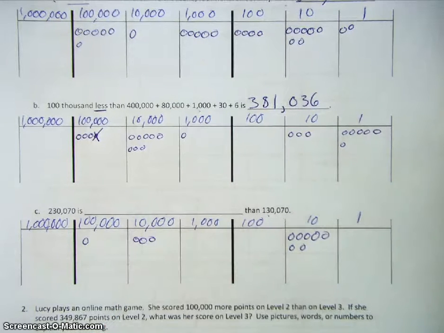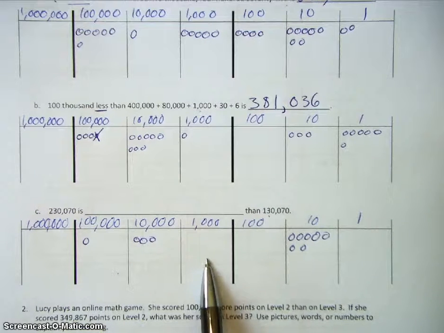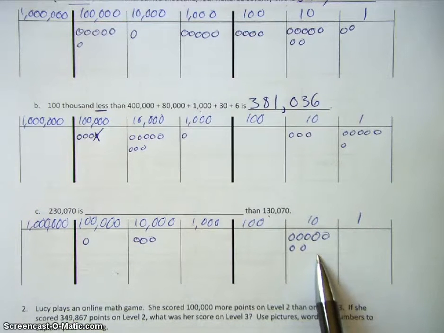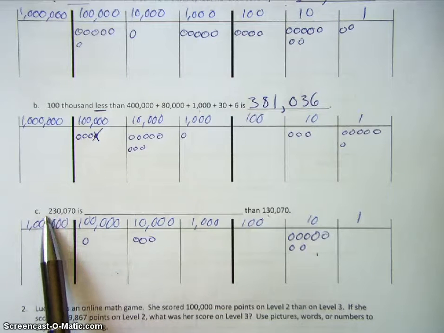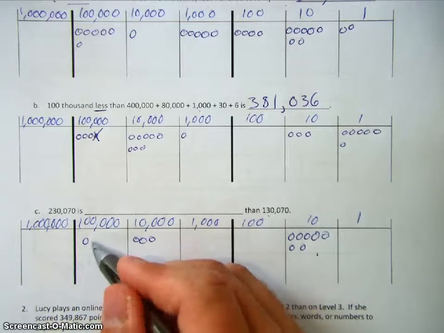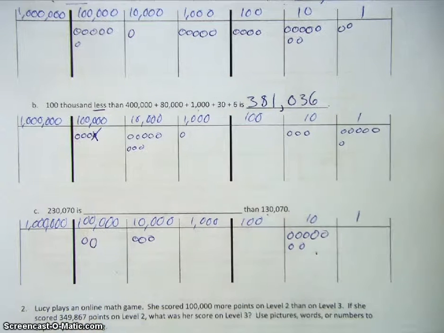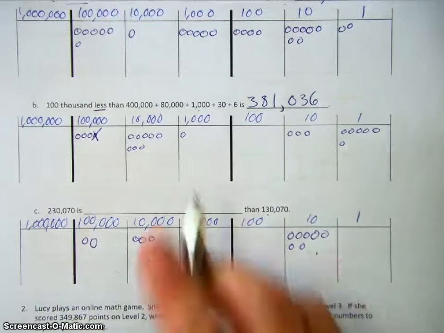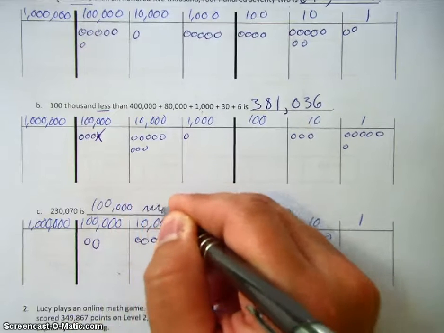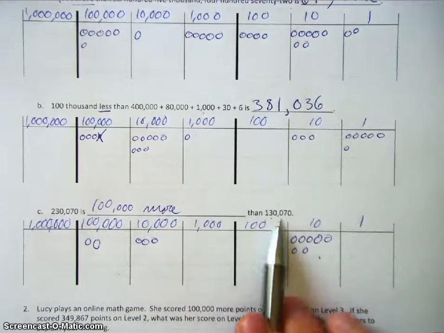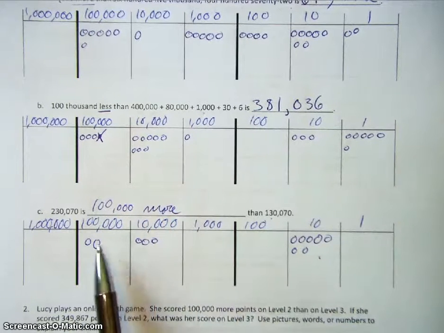Okay, so here's our 130,070. So we need to think, what do we need to do to this number to get it to this one? Well, we can see the only digit that's changing is our 100,000s place, and we are adding 1. So our new number is 100,000 more than 130,070 because we had to add that 100,000.